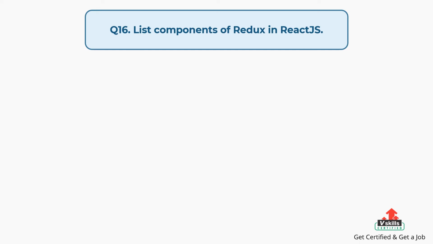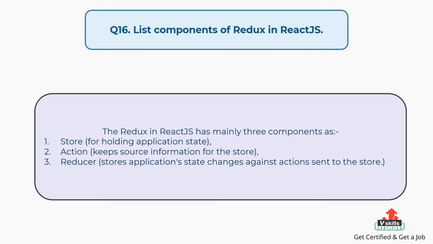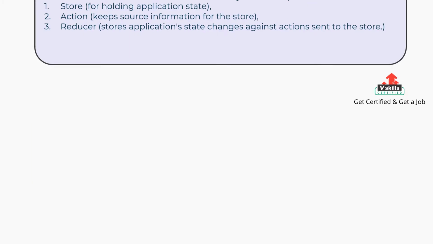Question number 16. List components of Redux in ReactJS. The answer is, Redux in ReactJS has mainly three components. 1. Store, for holding application state. 2. Action, keeps source information for the store. 3. Reducer, stores application state changes against actions sent to the store.